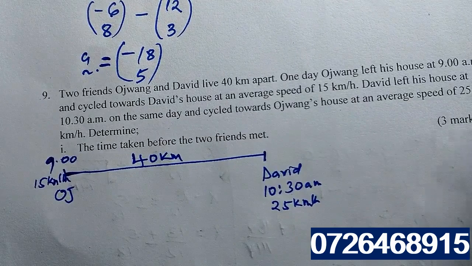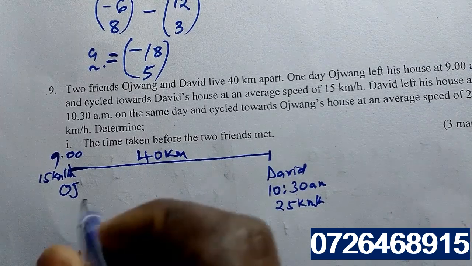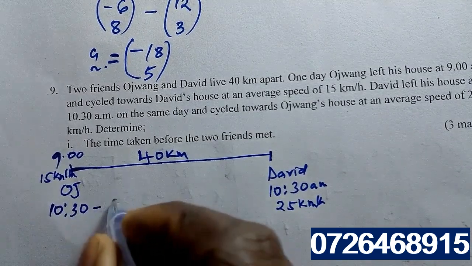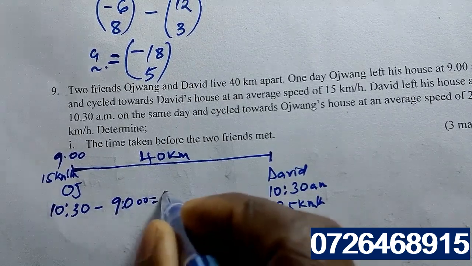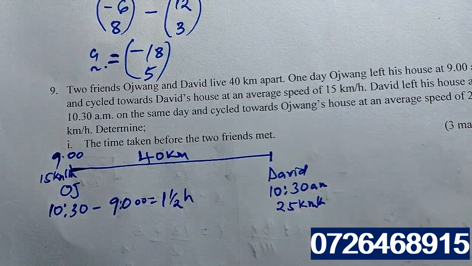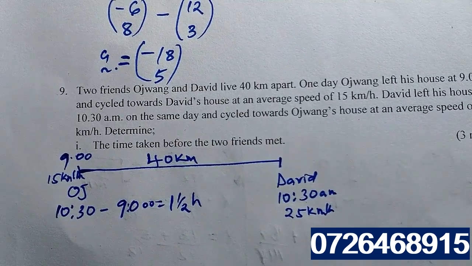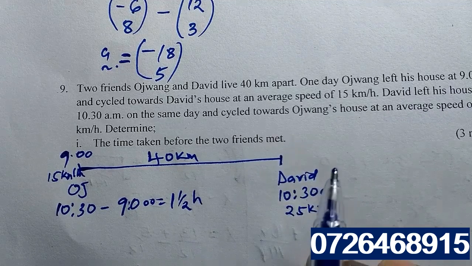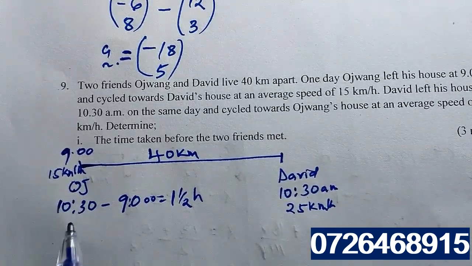So kwanza, David alianza saa 4. Kwa hivyo tunataka kuangalia time difference. So the time difference ni 10:30 minus 9. Tunaona kwamba kuna 1.5 hours ambayo Ochonyi alikuwa ametembea, alikuwa amecycle kabla David aanze safari yake. So the time difference between them is this. So we want to see the distance covered by Ochonyi before David started.